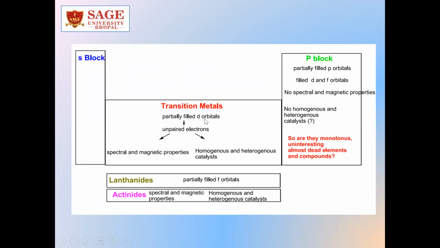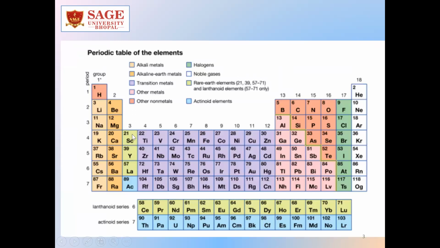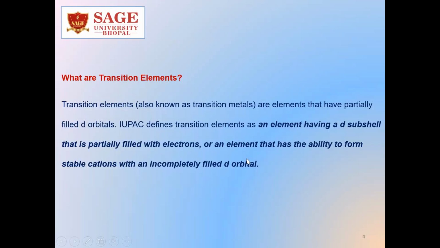They have partially filled d orbitals and they may have unpaired electrons. So they show spectral and magnetic properties and they can act as homogeneous and heterogeneous catalysts. Here we can see in the fourth row, scandium to zinc, yttrium to cadmium, and from here lanthanum and lanthanoids and actinoids and other elements are the transition elements.